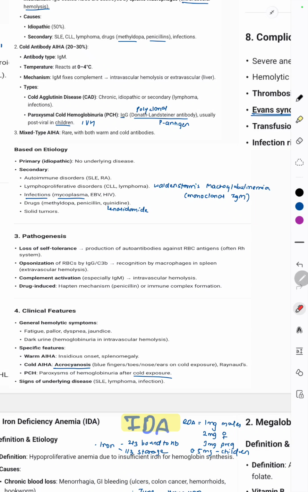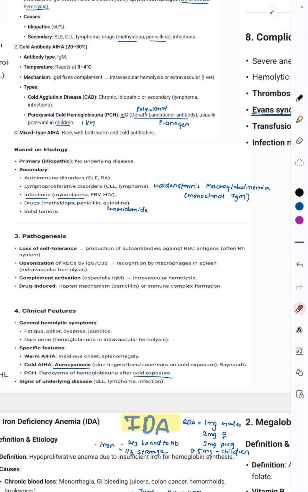Pathogenesis of autoimmune hemolytic anemia is caused because of loss of self-tolerance, because of which the production of autoantibodies takes place. Opsonization of the RBCs occurs because of immunoglobulins like IgG or C3b, and complement activation is caused because of immunoglobulin M. This immunoglobulin M fixes the complement proteins, and because of which intravascular hemolysis happens. Then drug-induced mechanisms will lead to immune complex formation.